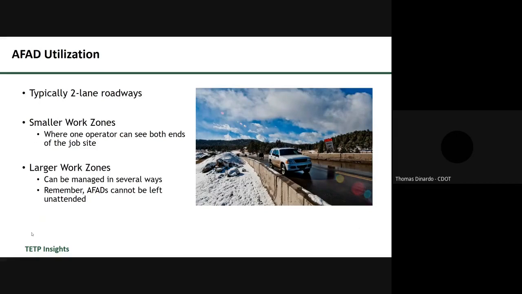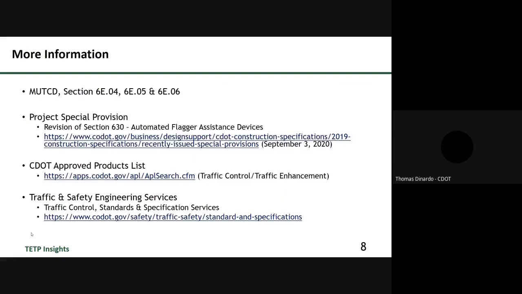AFADs can be utilized on all sizes and types of work zones. They are typically applied on two-lane roadways where flagging operations are normally warranted. They can also be installed in both smaller and larger work zones. Always remember, an operator must have full, unobstructed views of both the AFAD and approaching traffic, and these devices must never be left unattended. For more information, please review Section 6E of the MUTCD.